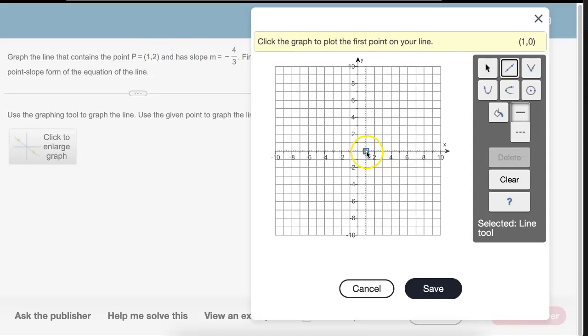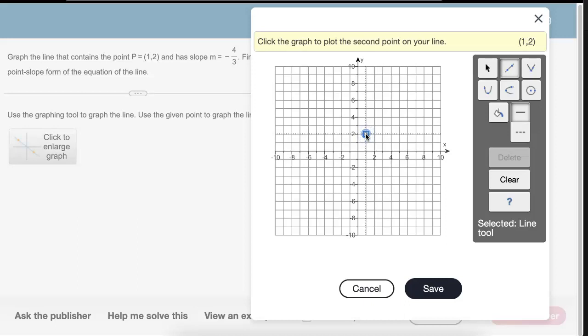The point pins the line to the graph, or to the grid, you could say. So we're going to plot this point (1, 2). If you'll notice up here in the upper right corner of my screen, it'll say the point is (1, 2). Okay, so I'll click to plot that point.